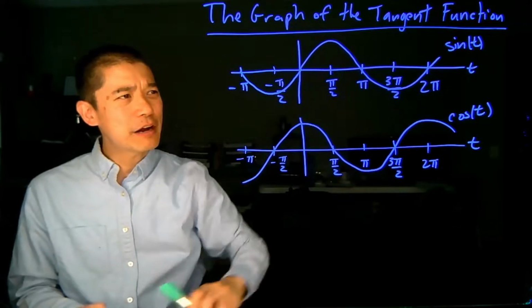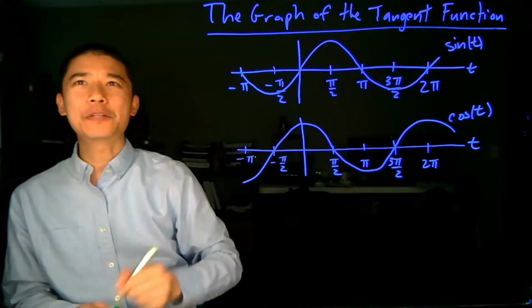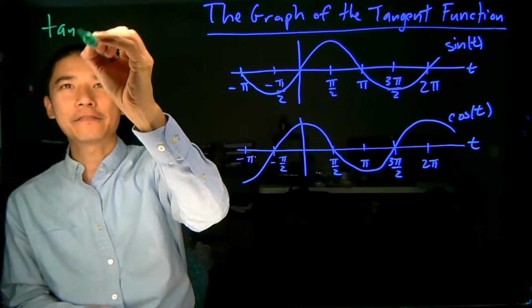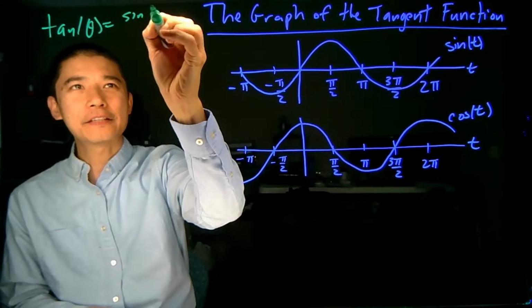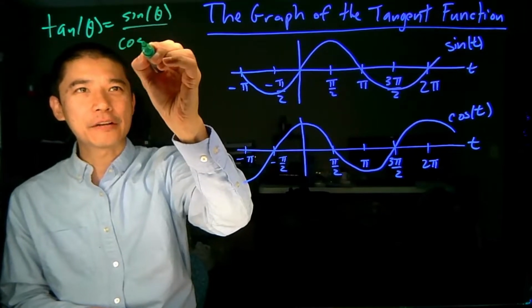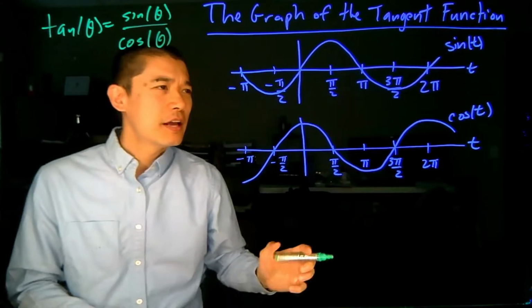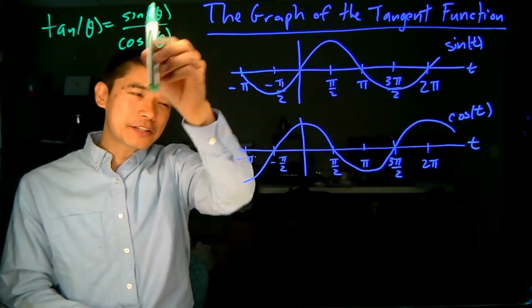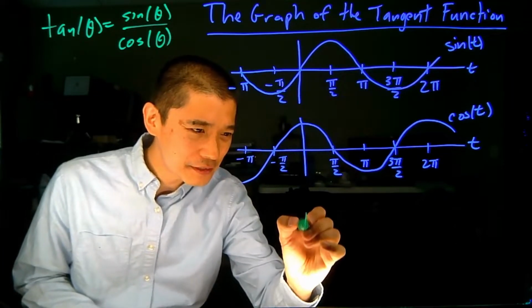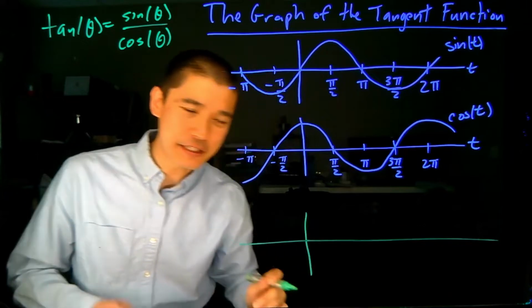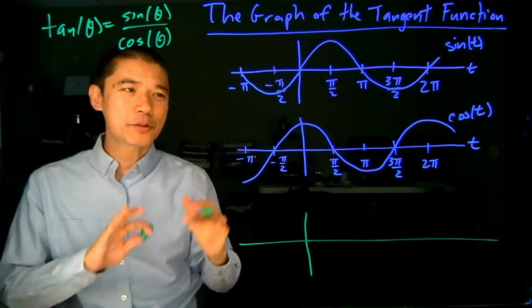So here we have the graphs of the sine and cosine function. And of course, we want these because we're interested in the tangent function, and the tangent function is built out of the sine and cosine function. And so we have here a fraction, and we want to figure out the graph of this. The idea is that we need to look for vertical asymptotes and zeros. We'll start with the zeros.